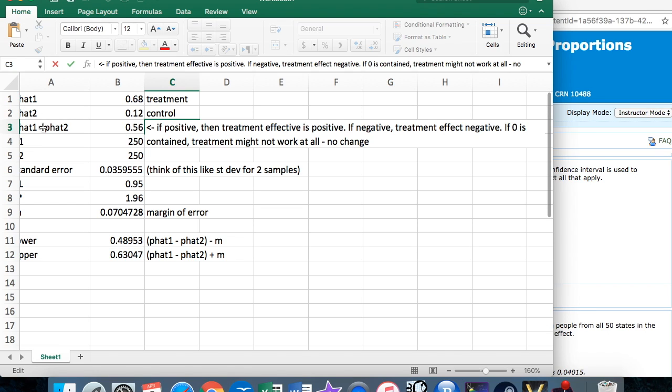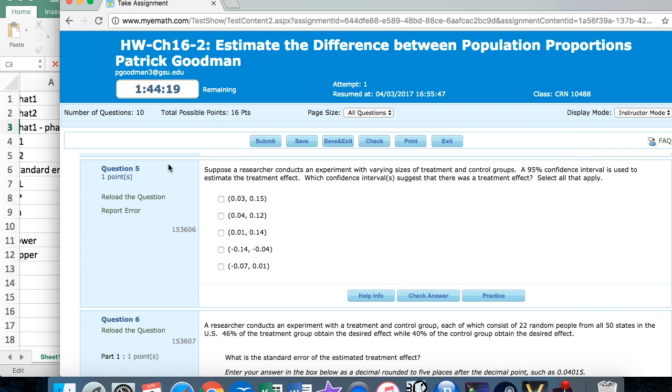That would imply that p1 minus p2 is 0. So this means that there's a 0% change between the two. Okay, so you don't really want that. Now, which confidence interval suggests there was a treatment effect?